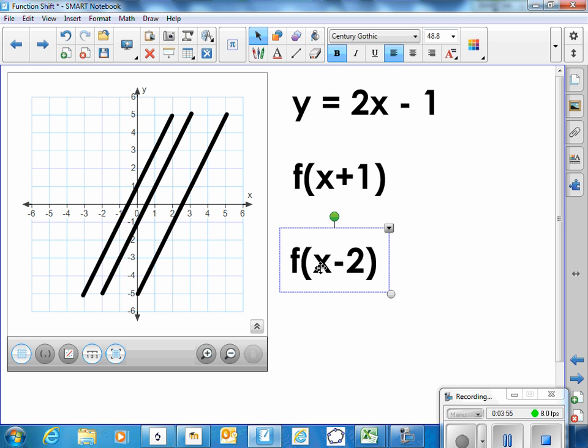So f of x minus 2 moves to the right in one way of looking at it, but I guess in another way it moves down. So this value right here where x equals 1, instead of being at y equals 1, is now at y equals negative 3. So maybe thinking of it as moving down would help it make more sense.